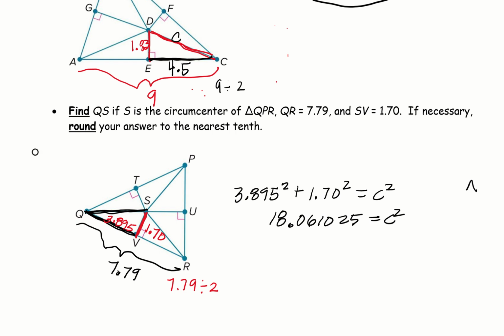That is not the answer because we just want the value of c. We don't want c squared. So we will square root this side and square root this side. You can just hit square root 18.061025 and you should get 4.2 for your value of c.